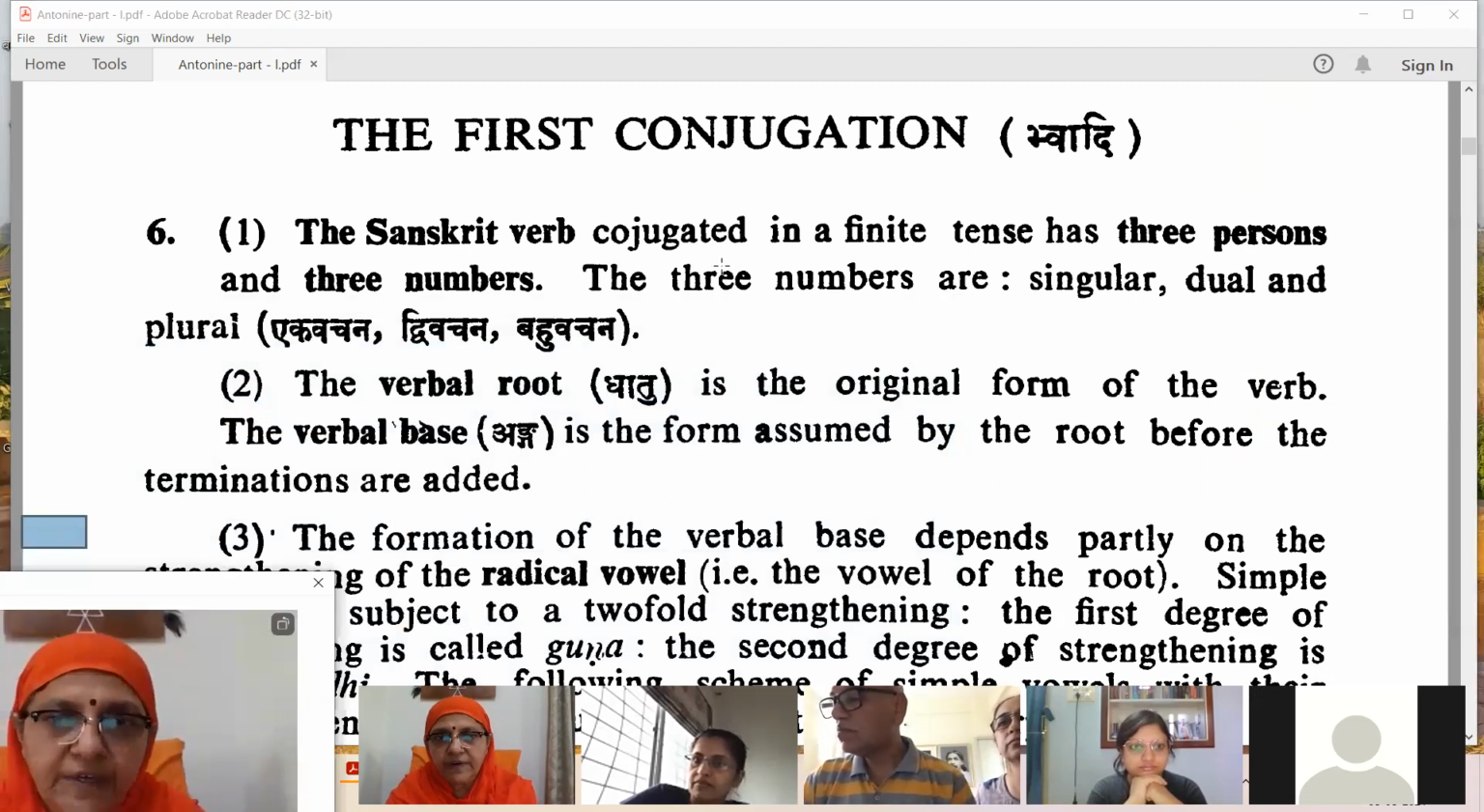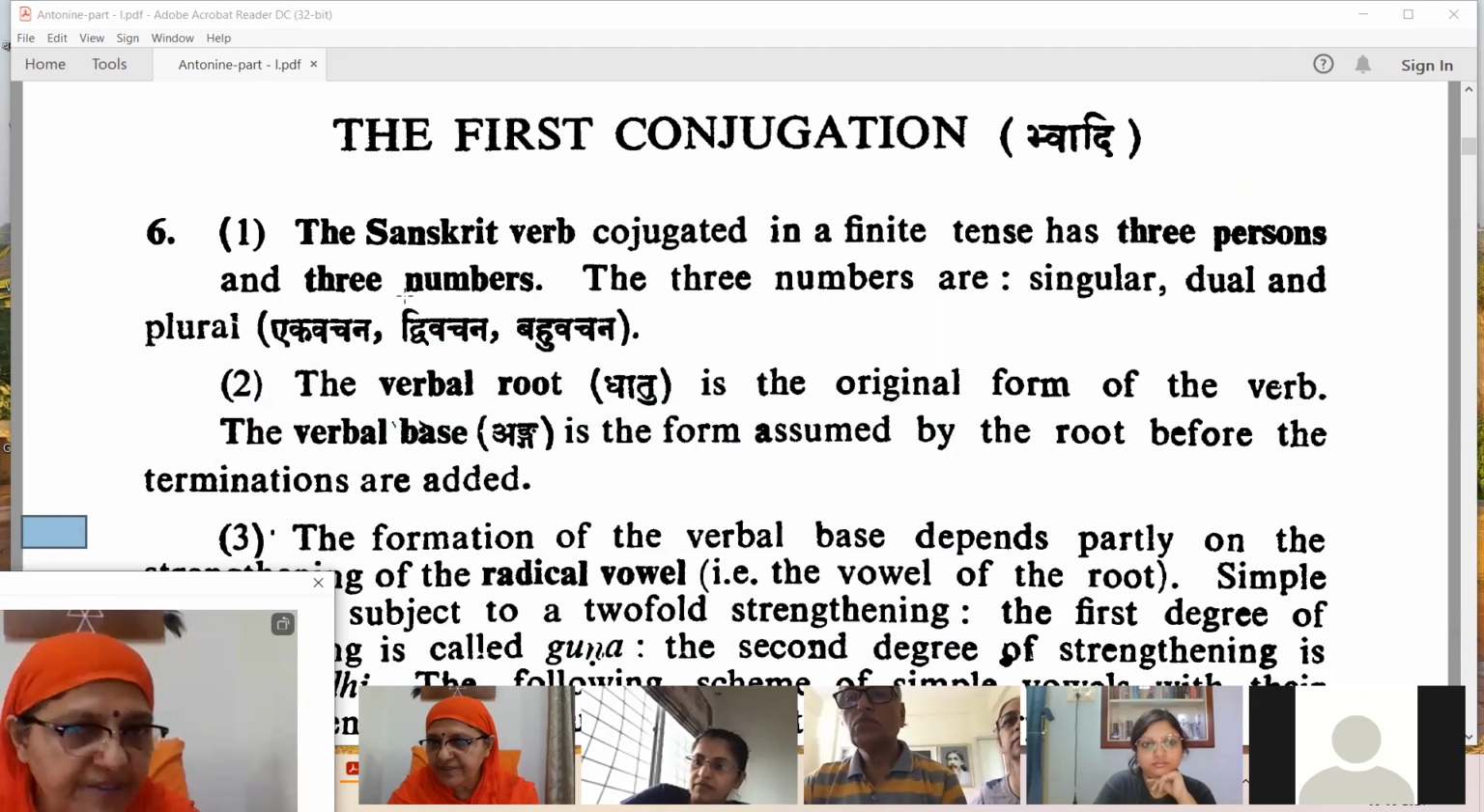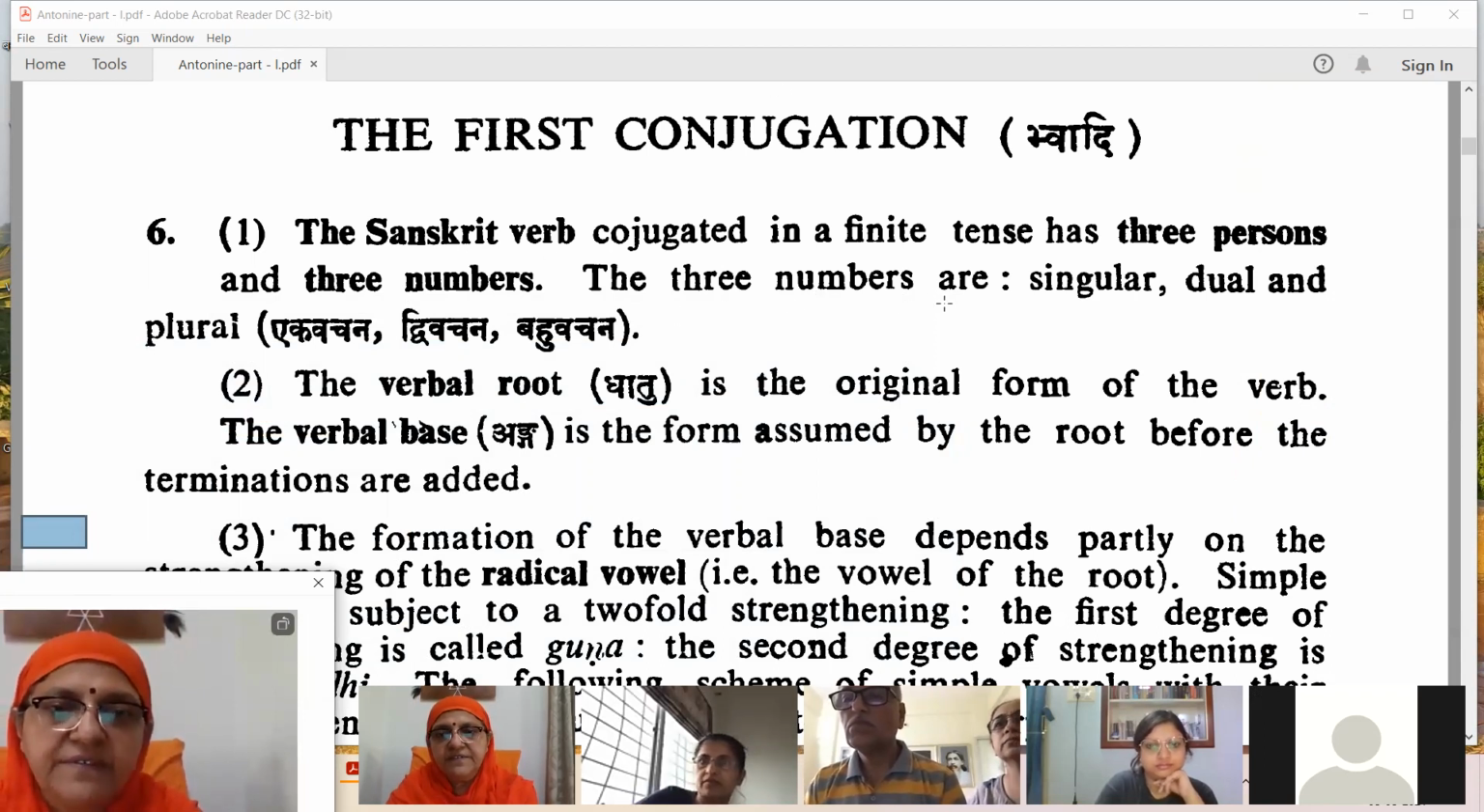The Sanskrit verb conjugated in finite tense has 3 persons and 3 numbers. The 3 numbers are singular, dual, and plural.